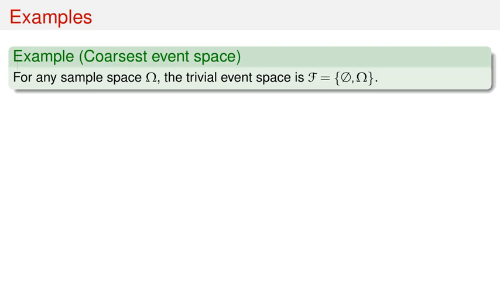Let's look at some examples of event spaces. The coarsest event space: for any sample space omega, the simplest possible event space is the trivial one, script F equals the empty set and omega. You can verify that this satisfies the sigma algebra properties.